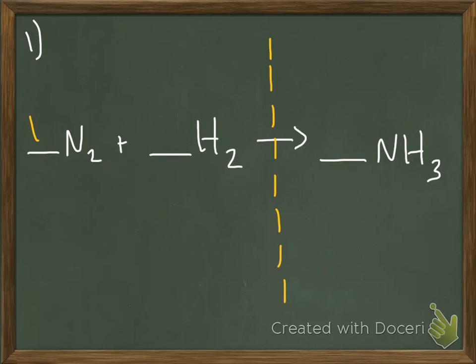So let's start with nitrogen. There's 2 nitrogens right here, and there's 1 nitrogen right here. So that's a problem, because they have to be equal. So the way that we can make them equal is we can put a number 2 right here. Now we have 2 nitrogens on the left and 2 nitrogens on the right.